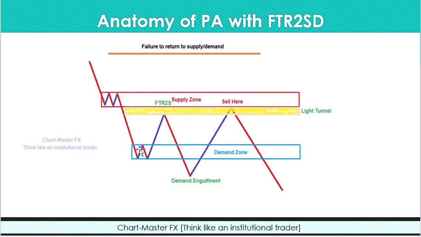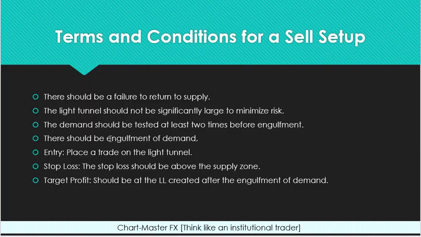So take note that once you have a demand and you have 2 visits to this demand, that's where you wait for the price to engulf the demand. Once you have the condition of engulfment, then you wait for the price to come to the light tunnel, and you can place your trade in the light tunnel. Then once that condition and all the other conditions have been met, you can consider the conditions of the FTR2SD to have been met.